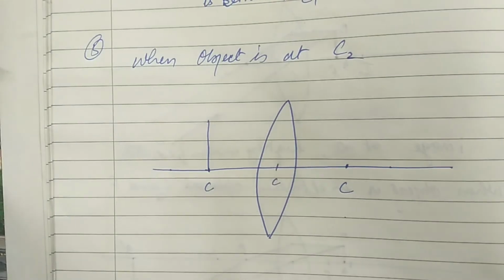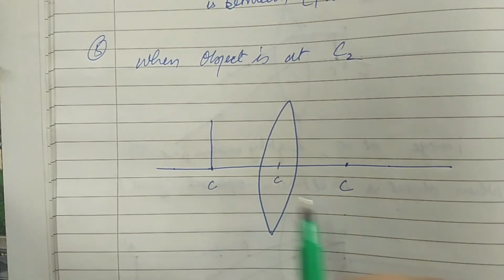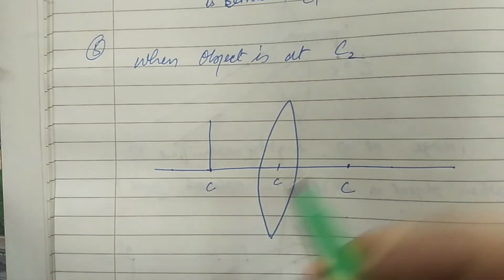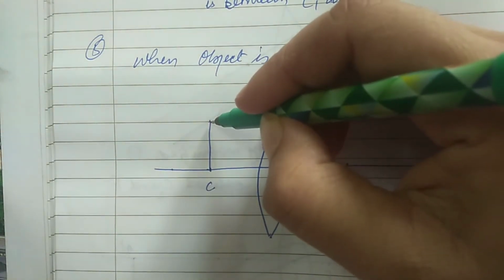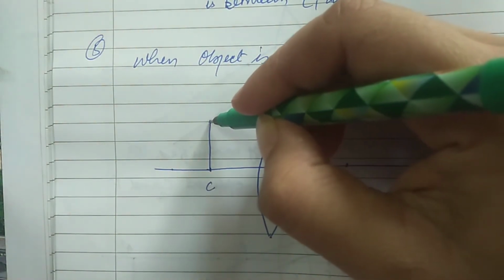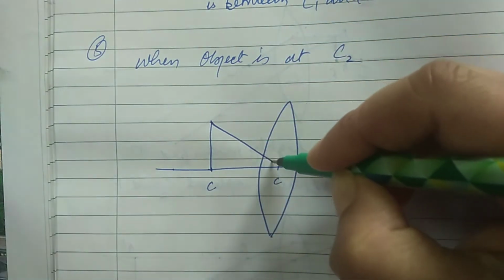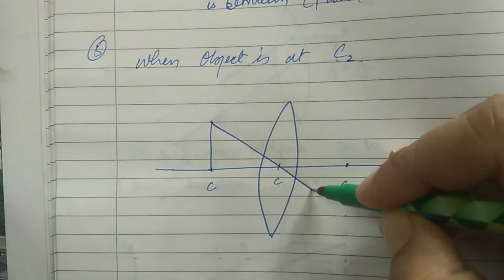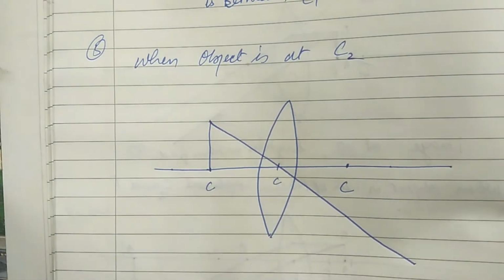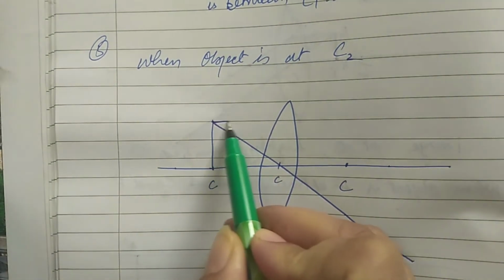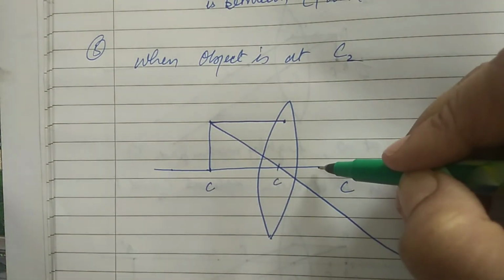Next case is when the object is at C2 or this optical center. Then again we can make this ray first, which will go undeviated, and the second ray which is parallel to the principal axis will pass through the focus.